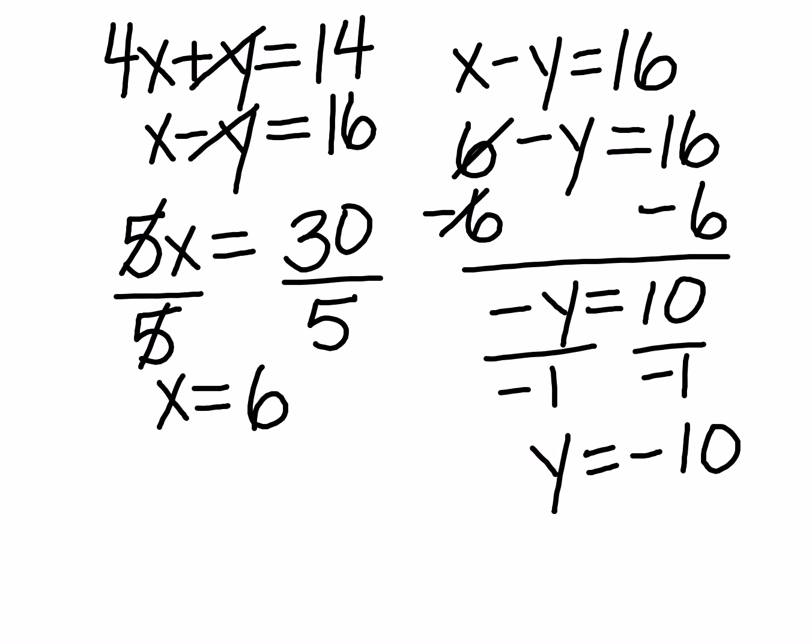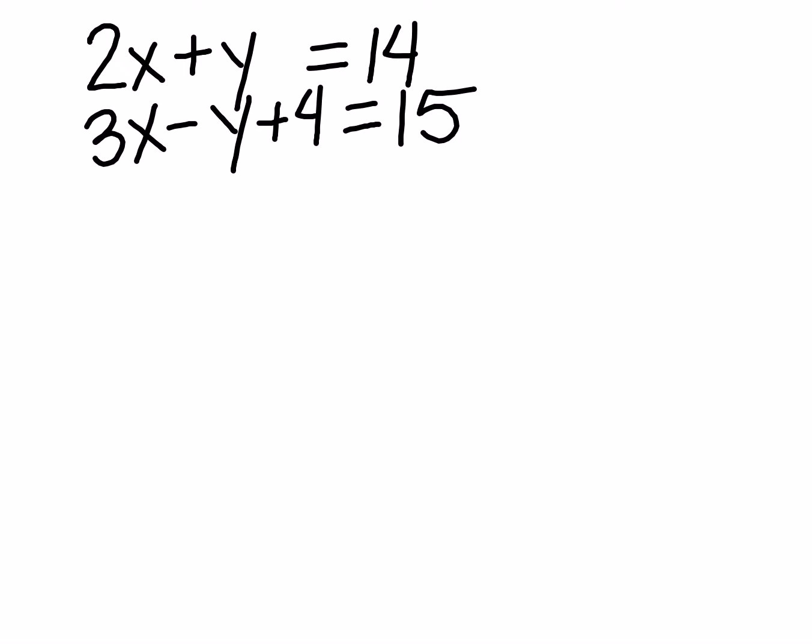Sometimes you will see your solution written as an ordered pair. So let's write it as an ordered pair. In an ordered pair, we know that the first number is always my x and my second number will always be my y value. So my answer is (6, negative 10). That is the elimination method.